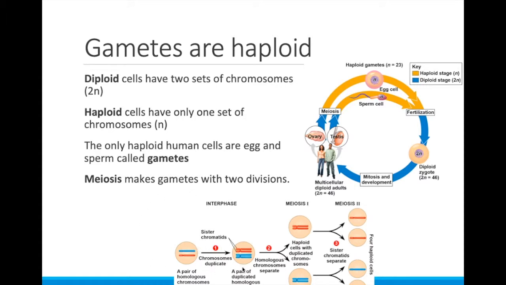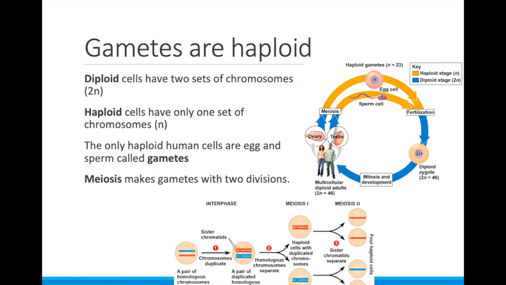So we start with a cell in the beginning of interphase. Again, we're going to go through the same phases of interphase. Growth, synthesis. So synthesis is going to happen here, where we're going to take chromosomes that were single, and now they become multiplied. So when we enter meiosis, we have two copies of the entire genome.